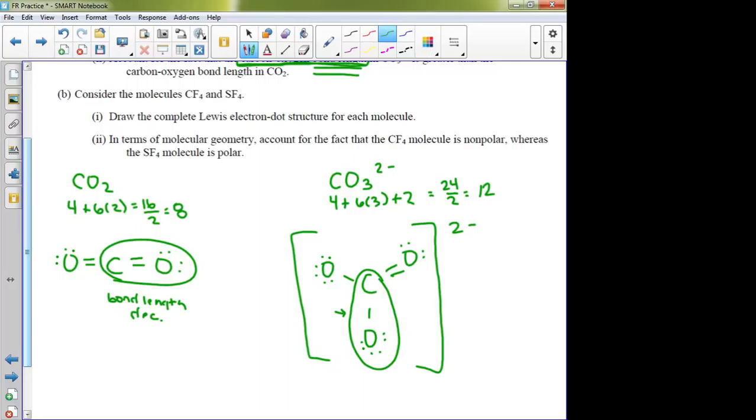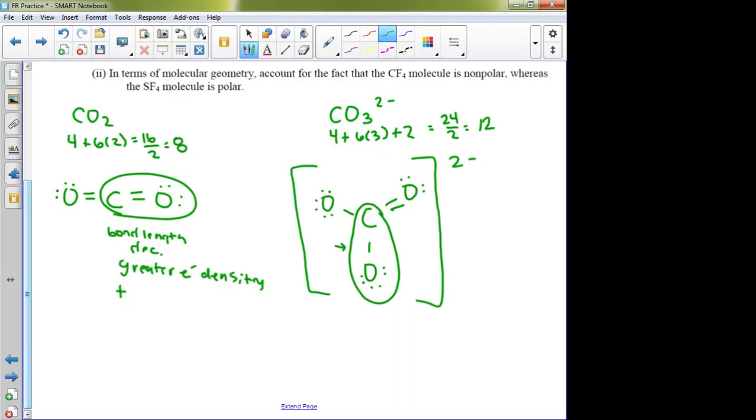Because I have greater electron density. I've got more electrons here in this double bond, so it causes these positive nuclei to attract and move closer.